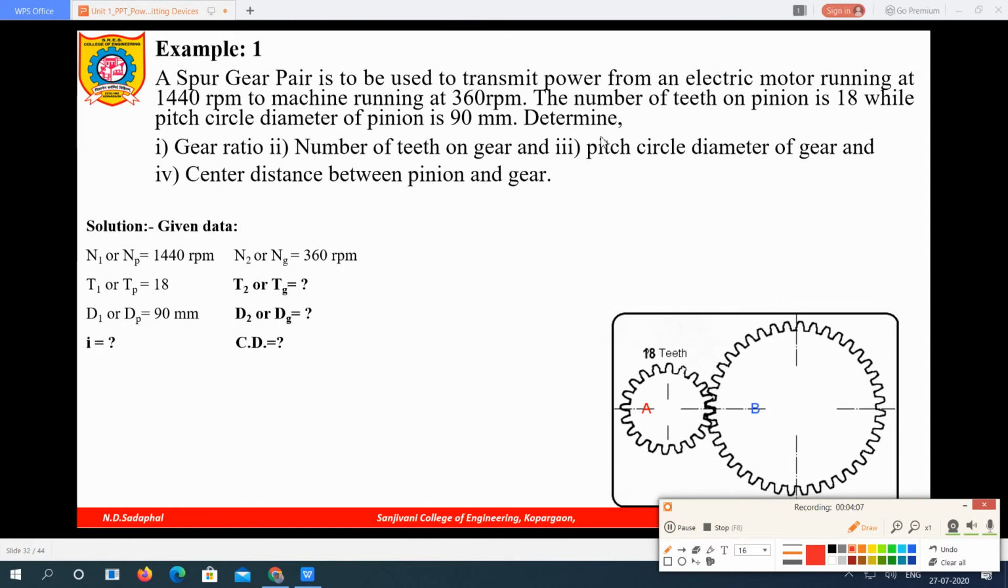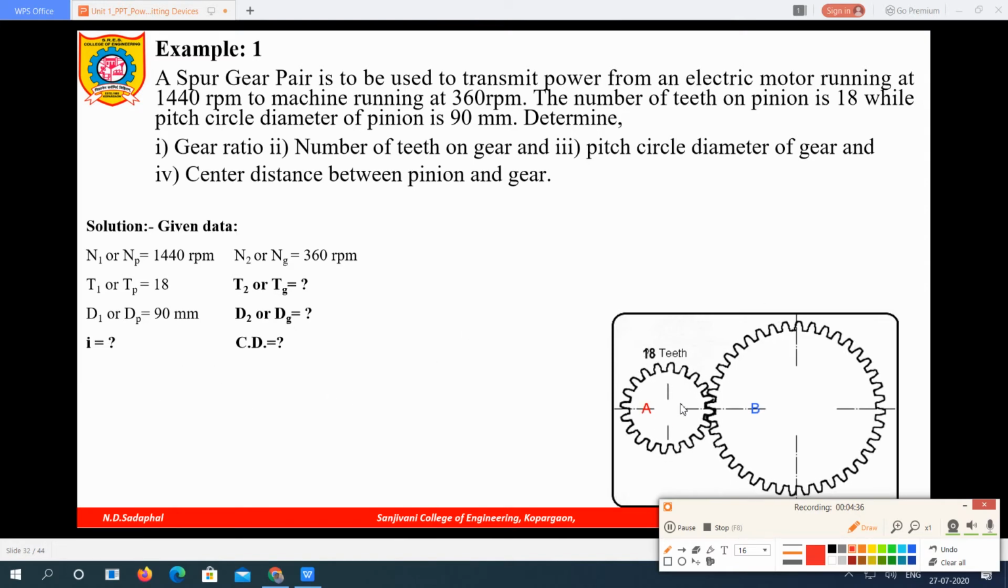Next, the pitch circle diameter of the pinion is given. So the input gear diameter, PCD or capital D1 or DP, is equal to 90 mm. What do you have to find out? The gear ratio i. Then the number of teeth on the gear, T2 or TG. Then the pitch circle diameter D2 or DG, and the center distance between pinion and gear.